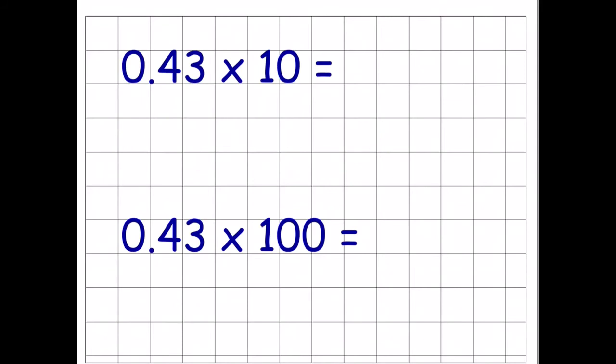Our first question, 0.43 multiplied by 10. Moving our decimal point one place to the right, so our new answer is 4.3. And the second question, we're moving our decimal point 2 places to the right, once, twice, so it finishes up after the 3. So our answer is 43.000, which is just 43.